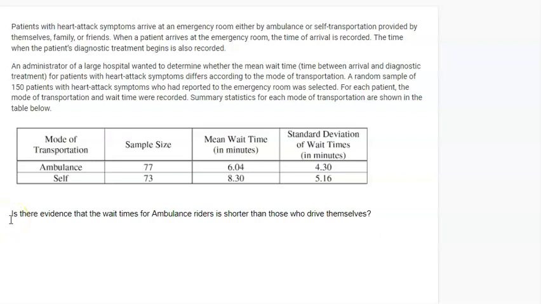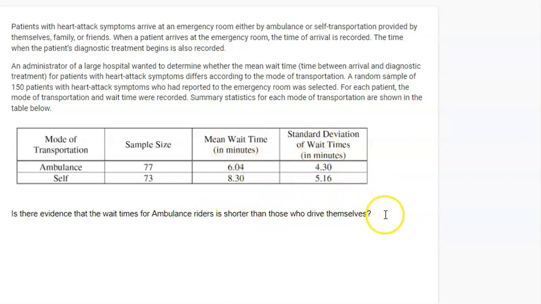Okay, so let's look at the same example, but this time we're going to perform a t-test for the data. We are now asked, is there evidence that the wait times for the ambulance riders is shorter than those who drive themselves? So, just like before, we have the data provided: 77 ambulance riders versus 73 self-drivers to this hospital, and then we have the wait times and standard deviations for those wait times.